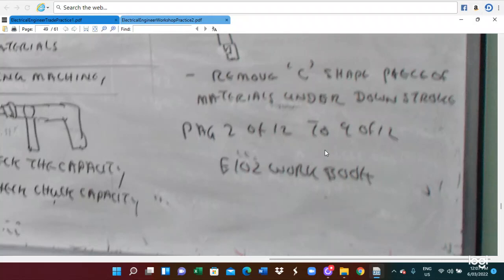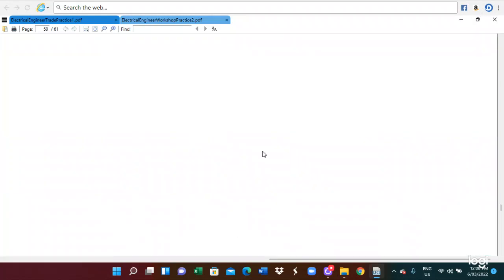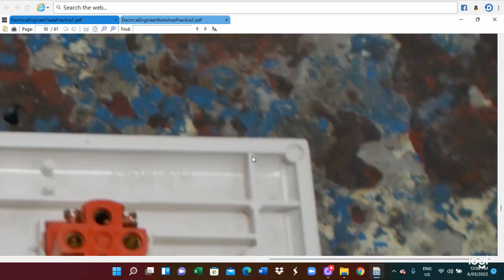So you can also look at the E1 or 2 workbook from page 2 to 12 or page 9 to 12. So you can see page 2 and page 9 of the E1 or 2 workbook. You can also see the appropriate reference materials.